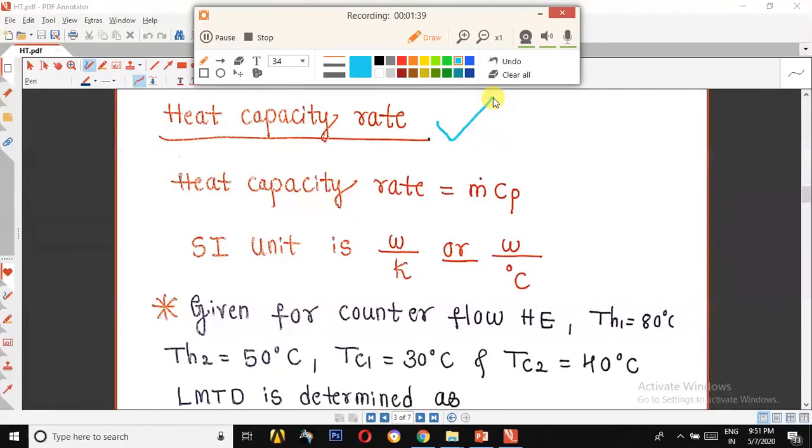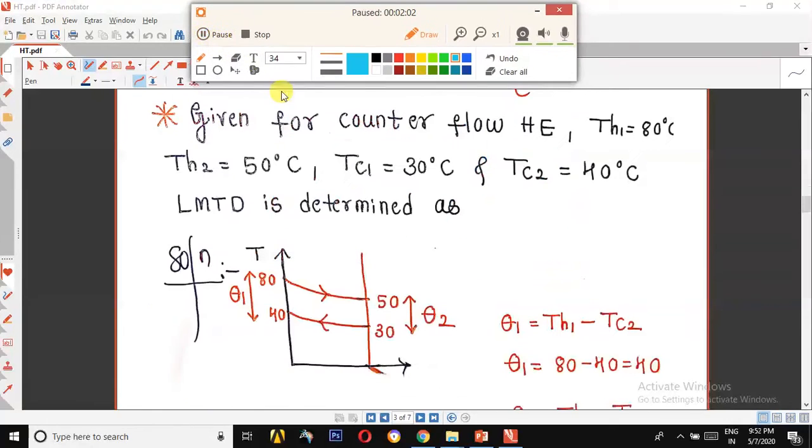Heat capacity rate. Heat capacity rate is the product of mass flow rate and specific heat, and it is defined as the amount of heat required to change the temperature of the fluid by 1 Kelvin or 1 degree Celsius. SI unit is watt per Kelvin or watt per degree Celsius.